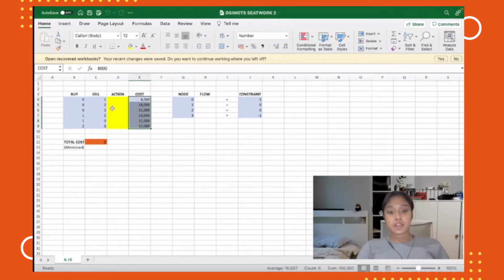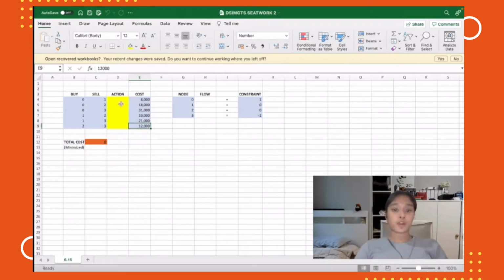So when the company buys a tractor now and sells it on the first year, that would cost 8,000, and if they sell it on the second year, that would cost 18,000. And if they sell it on the third year, then it would cost 31,000. On the other hand, if the company buys a tractor after a year and sells it on the second year, that would cost 10,000 and 21,000 if they sell this tractor in the third year. Lastly, if the company buys on the second year and sells it on the third year, that would cost 12,000.